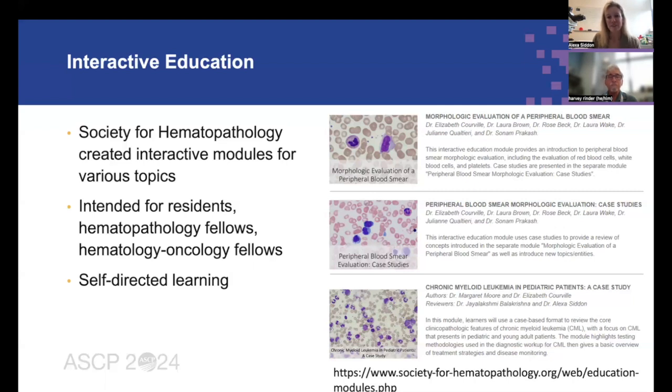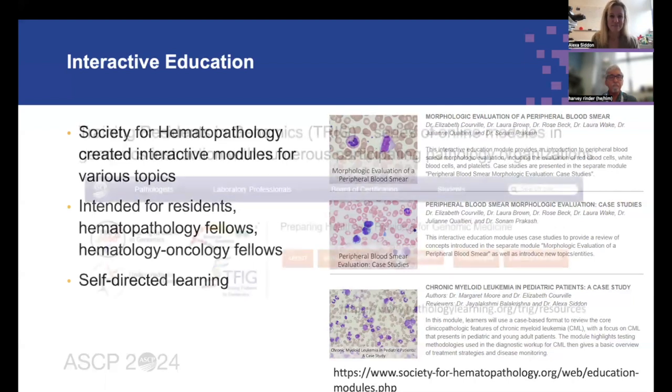They are all on different topics, but there are some very primary ones, just learning to evaluate a peripheral blood smear or to look at a bone marrow biopsy. They're really one wonderful resource that I recommend for people at all levels of hematopathology training.